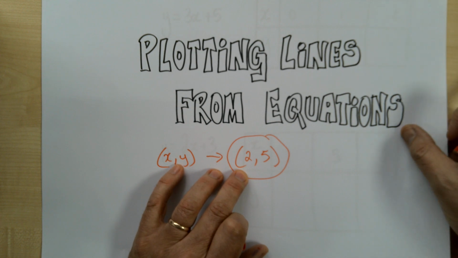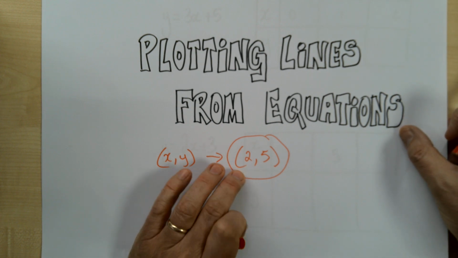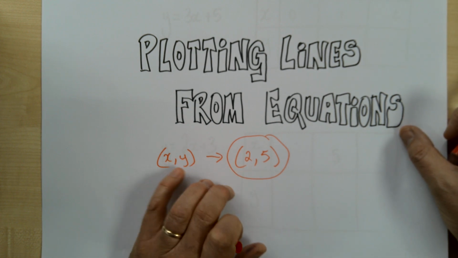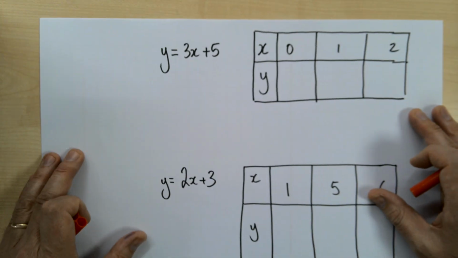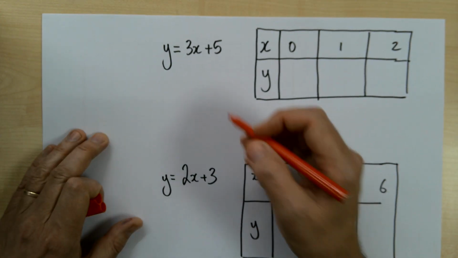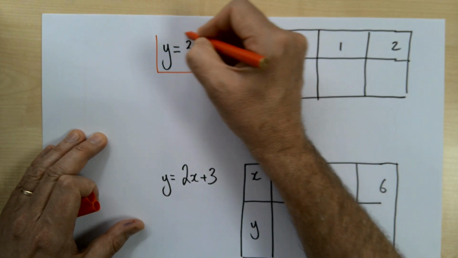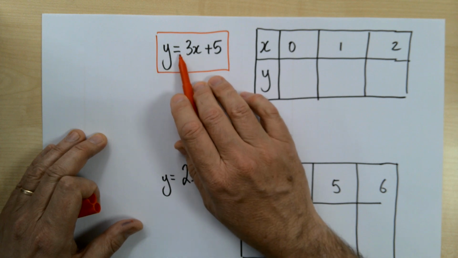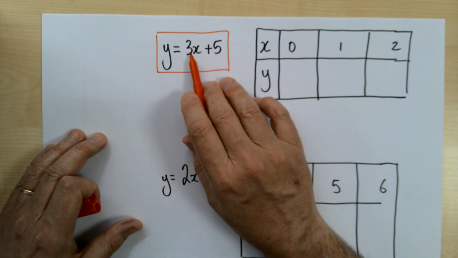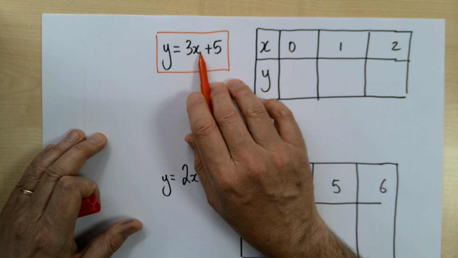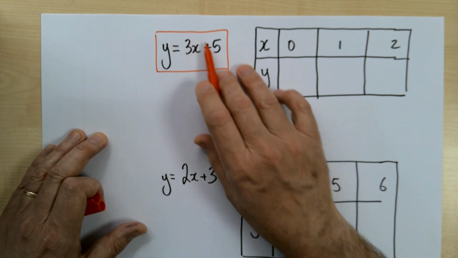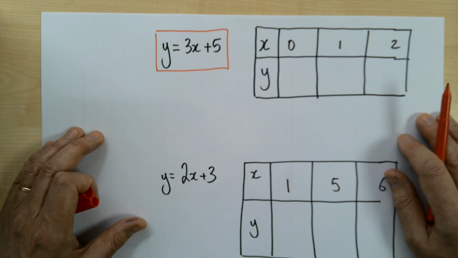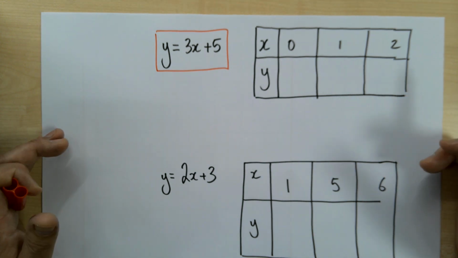We're going to use an equation to generate pairs of numbers, x, y coordinates, and then we'll plot them. So let's get straight into it. Here's the sort of thing that you're going to have. You've got an equation that looks something like this: y equals, and you can mix and match the numbers, but you're going to have some number times x plus something else. So you can consider this to be a thing that just generates coordinates.